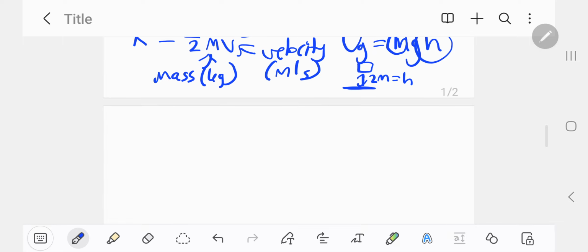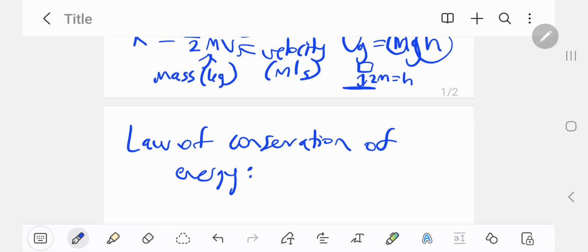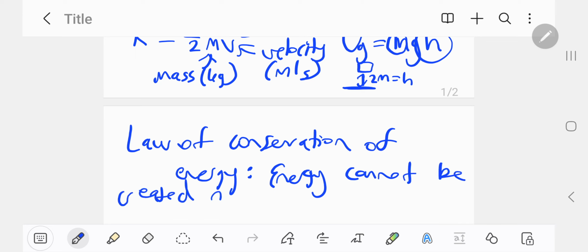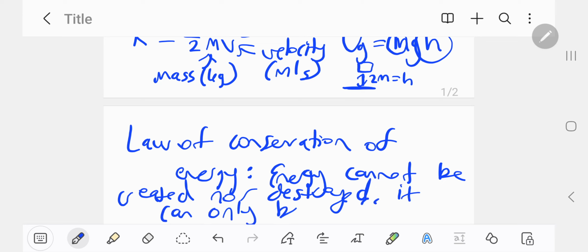So there's a famous law in the universe, in physics, and one of the laws of the universe. It's called the law of conservation of energy. And this states that energy cannot be created nor destroyed. It can only be transformed.